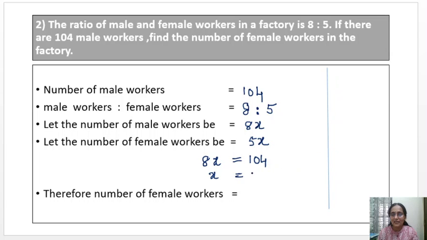104 divided by 8 is 13. You will get x as 13. Then therefore number of female workers is 5x. So 5 into 13, it is 65. The number of female workers are 65.